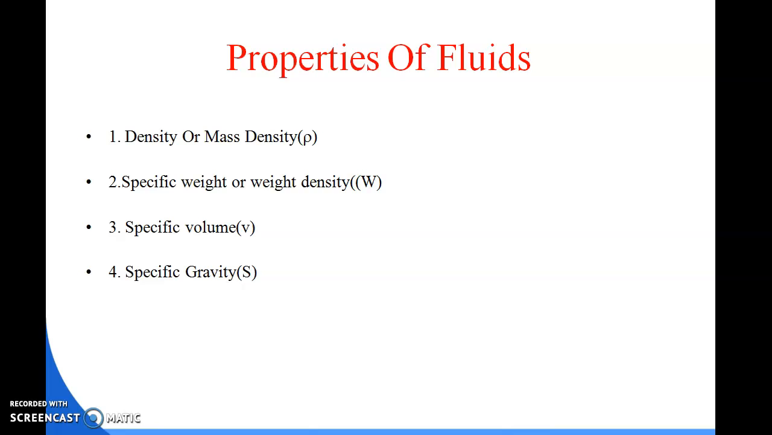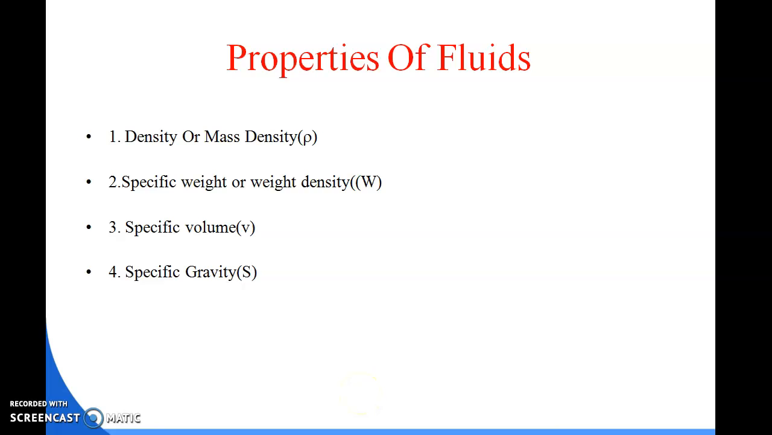Now I am going to explain the difference between a liquid and a gas. The main difference is that the volume of a liquid remains definite, and it takes the shape of the surface on or in which it comes into contact, but a gas occupies the complete space available in the container in which it is kept. This is the difference between liquid and gas. Now this is the definition of the fluid.